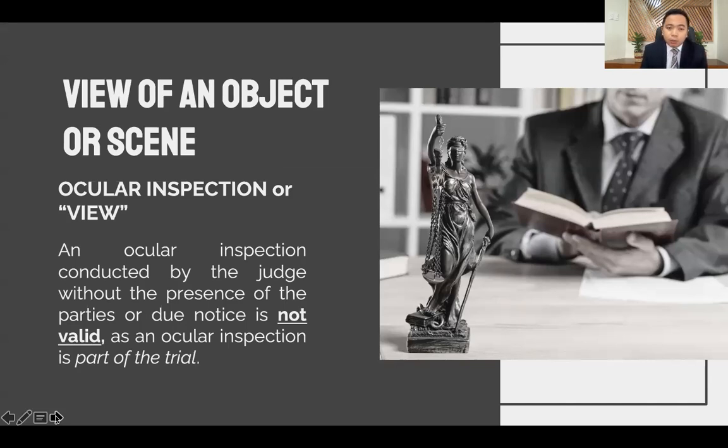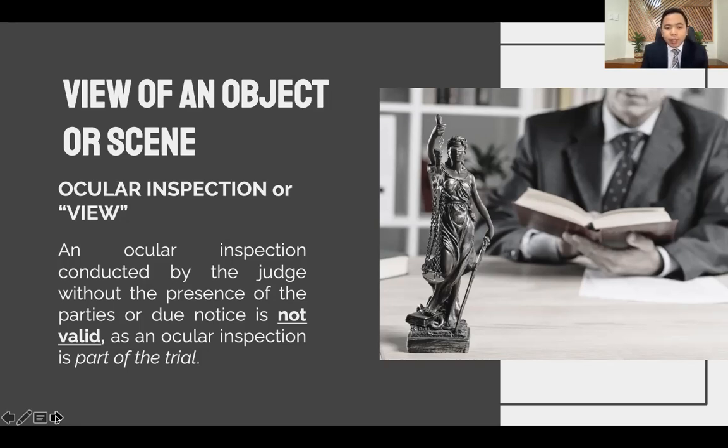or for example, even if it is movable, but it could not be brought to the court because it was wrecked, especially in cases of reckless imprudence resulting to damage to property. That vehicle which was wrecked cannot be brought to court for obvious reasons. And therefore, what the court can do in order to view that object or scene of the crime is what you call as ocular inspection or view.